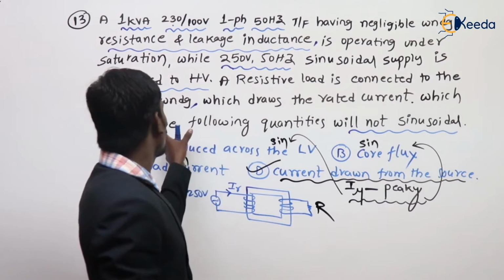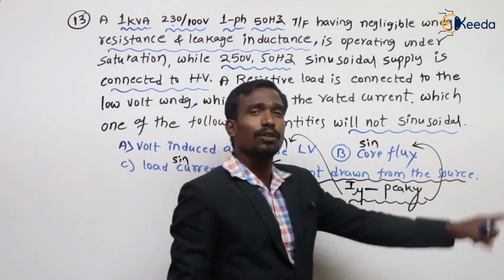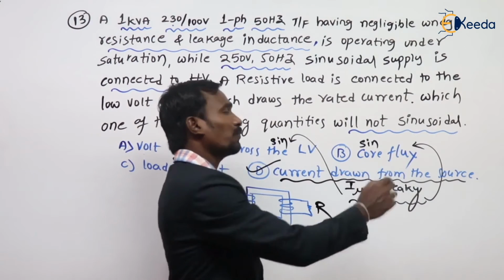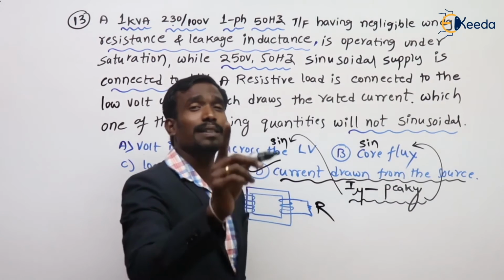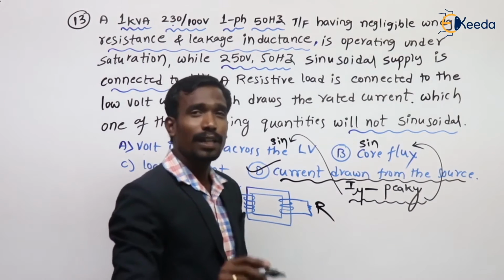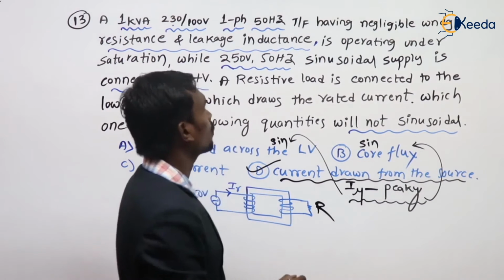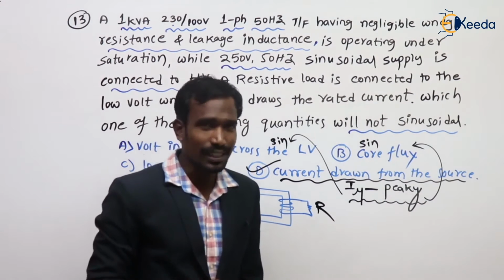So, which one of the following quantities will not be sinusoidal? The current drawn from the source will not be sinusoidal is the correct answer. The I mu value should be a peaky wave, you know very well, right? This is the question they will ask you, right?